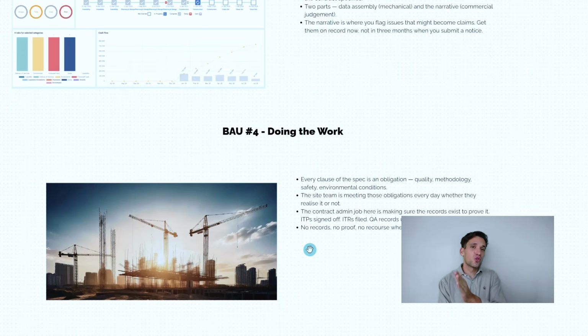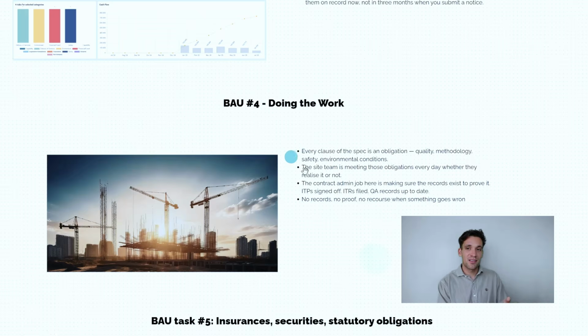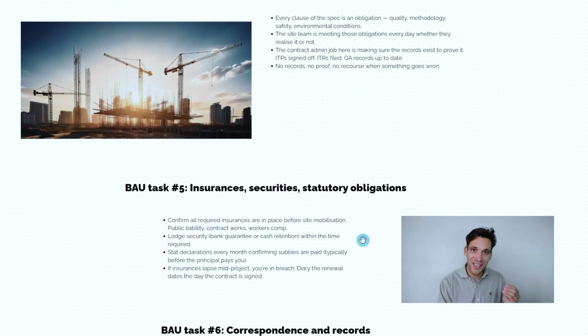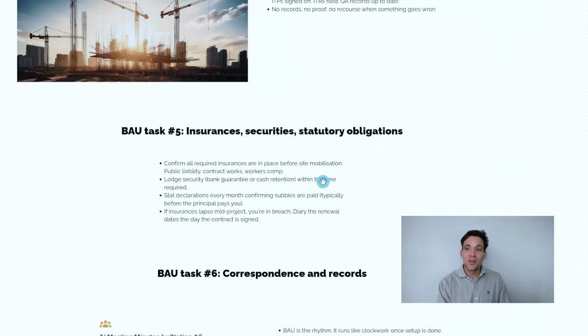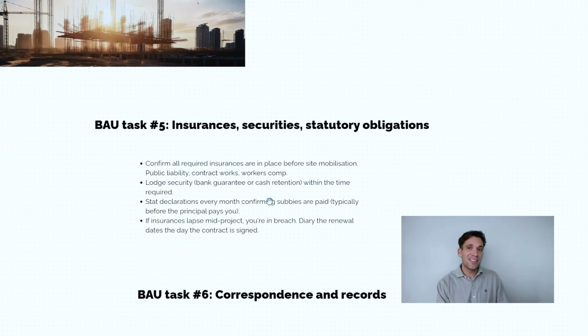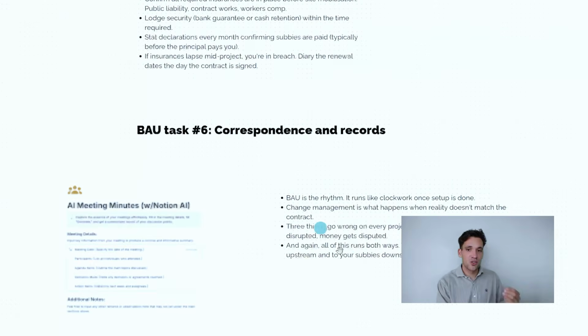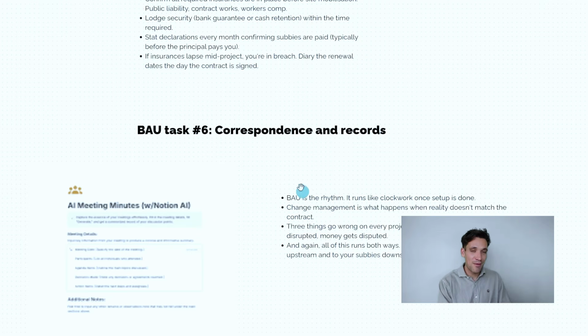The only way you can control scope creep is to understand your scope baseline. So business as usual task is you obviously have to do the work, but you have to pay attention to what the work actually is as defined in the contract. And then we have to always maintain our insurances, our security, our statutory obligations. This is basically following the boring stuff in the contract. If the contract says we need to have public liability insurance, we need to maintain our public liability insurance. We need to have workers' compensation insurance. We have to maintain workers' compensation insurance. And then as an extension to what I spoke about in the setup phase, again, just record all your conversations. This is going to be the best ammunition you have when it comes to managing contract claims.